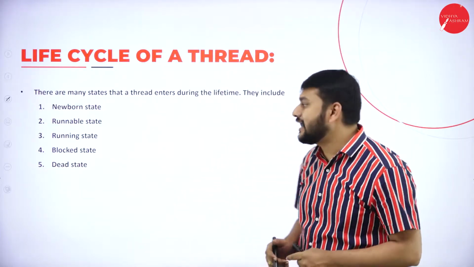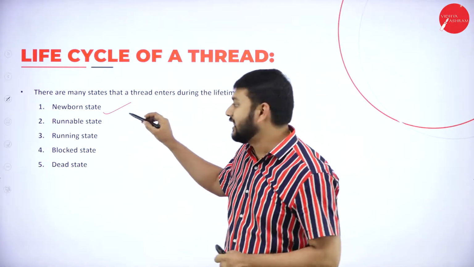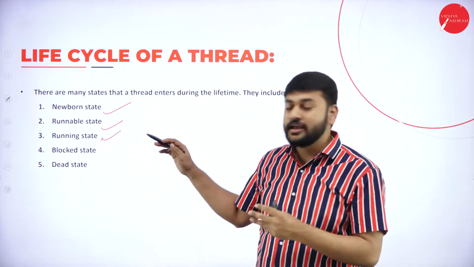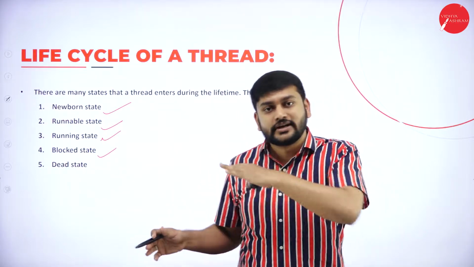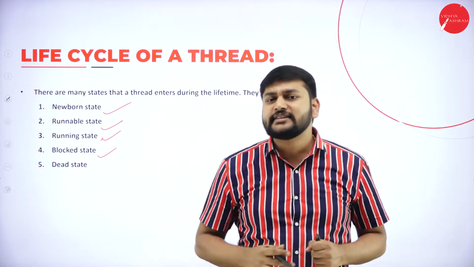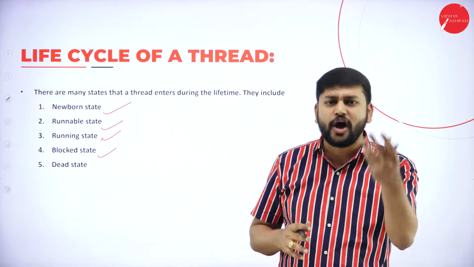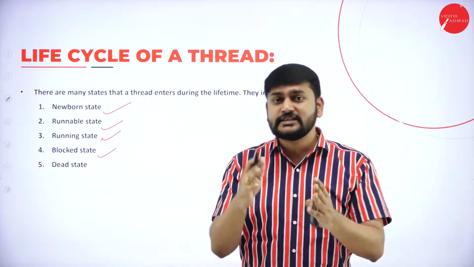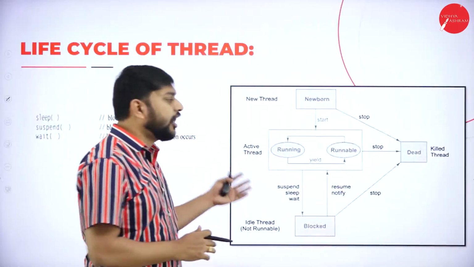Let's start. The first state is the newborn state, the second is runnable, the third is running, the fourth is blocked, and the last state is the dead state. What exactly are the newborn state, runnable state, running state, blocked state and dead state? I will discuss this in detail one by one with the help of the diagram. Let's check that out.